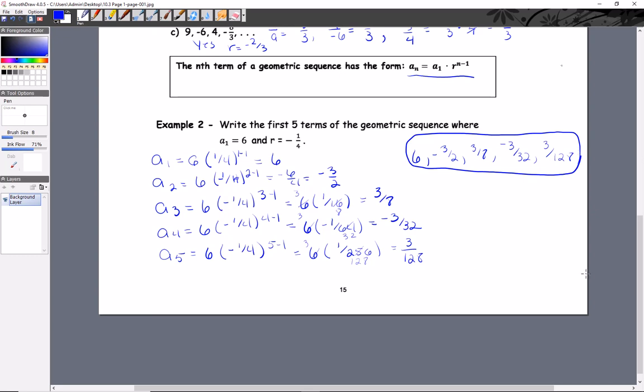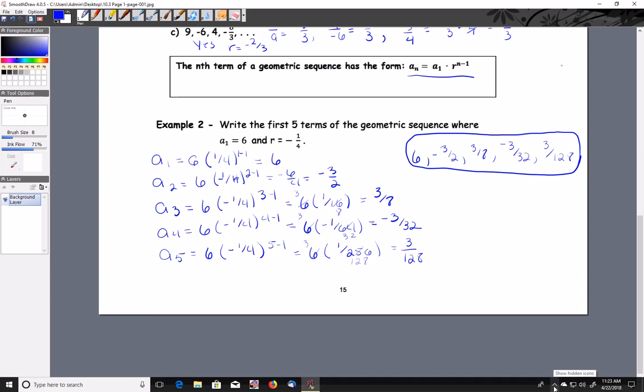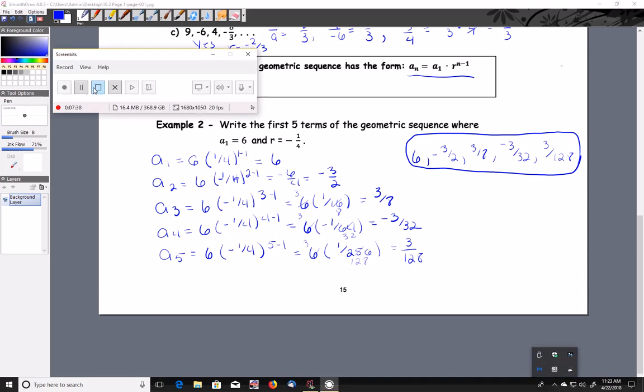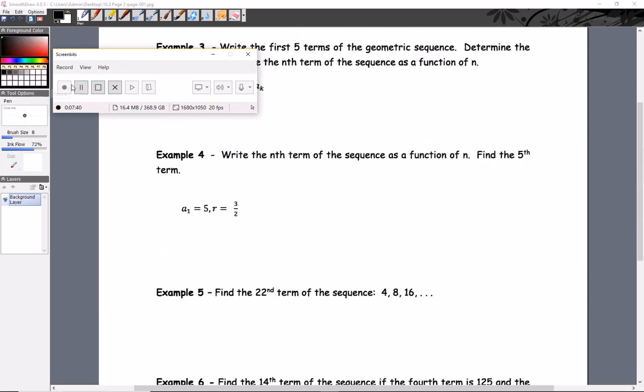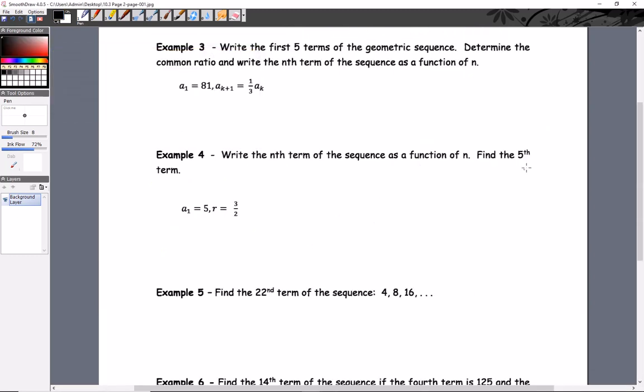So let's pause while I get this second sheet up and running. So stand by. All right, we're back recording, and here is page 2.